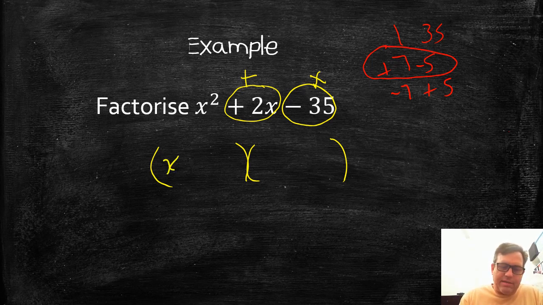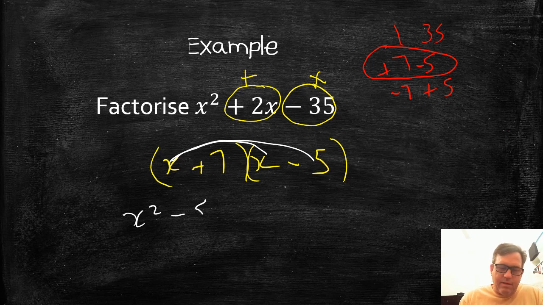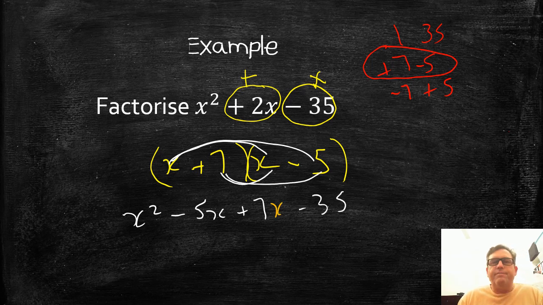We're starting with x's again, because x times x is x squared. And I'm going to have a plus 7 and a minus 5. Again, the order doesn't matter. We can check it. x times x is x squared. x times minus 5 is minus 5x. 7 times x is 7x. And 7 times minus 5 is minus 35. Simplify my terms. I'm left with x squared plus 2x minus 35.